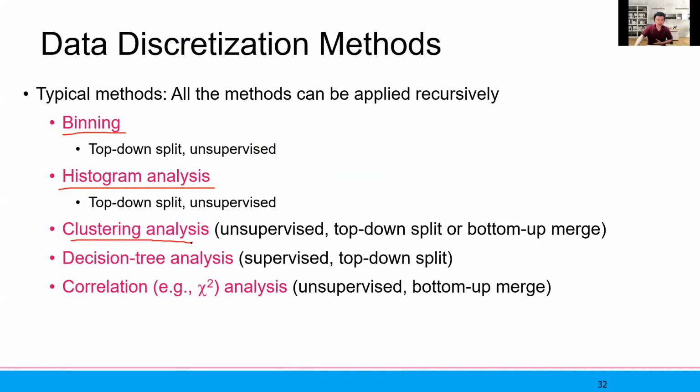Clustering analysis is unsupervised. What is unsupervised? You will learn it in the later part. And we are dealing with top-down or bottom-up; those two can be done with clustering analysis. And decision tree analysis is supervised and mostly top-down. Correlation analysis or chi-square analysis, you already learned about this one. It is unsupervised, because there will be no labeling from the first part, and it is like merging or bottom up.